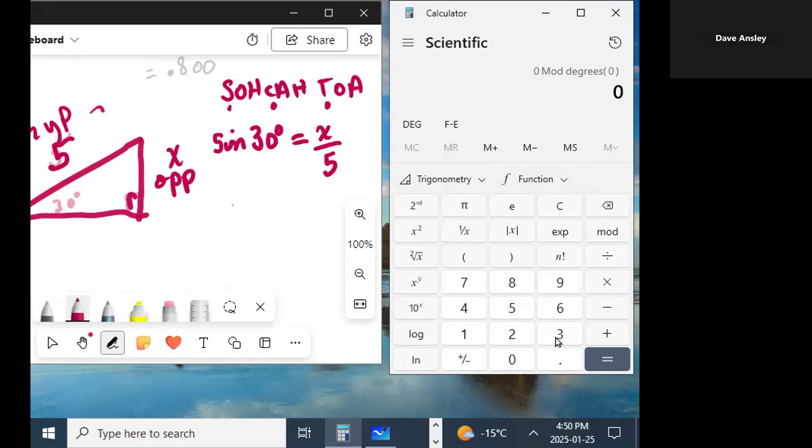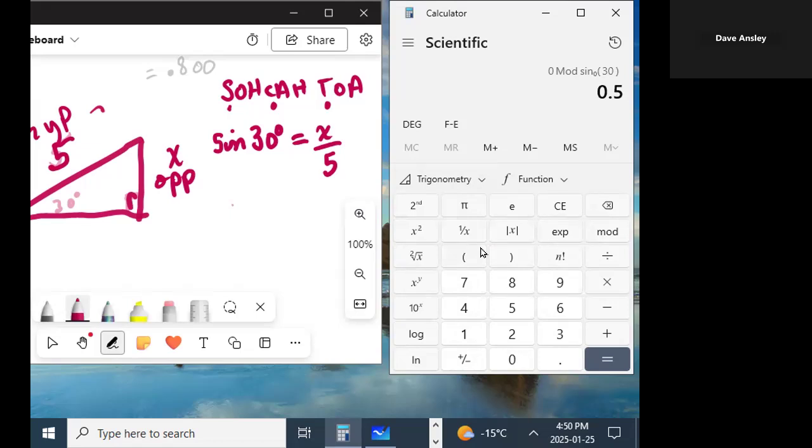Some of them want you to punch it in first, 30, and then push sine. Mine says sine and then brackets, 30. Yes, that's beautiful. Hit equals. Negative 0.98. Right on. You're in radians.